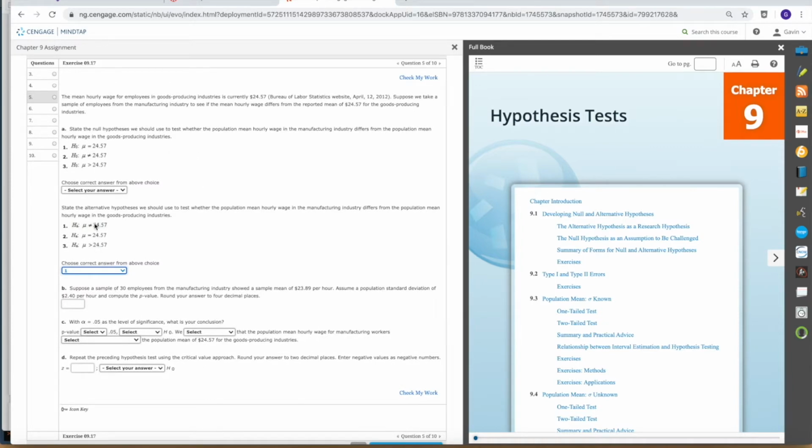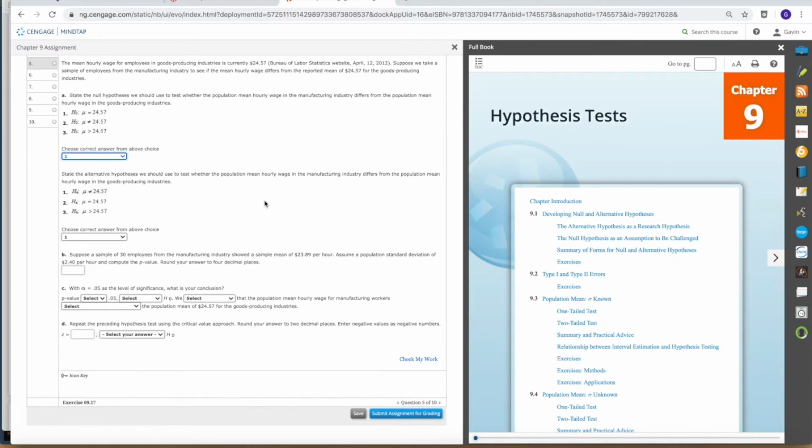The null hypothesis is just going to be the opposite. It says the null is that mu equals, does not differ from 24.57. So that part's just about knowing how to get those hypotheses right. Now, next it says, suppose a sample of 30 employees from the manufacturing industry showed a sample mean of 23.89 per hour. Assume a population standard deviation of $2.4 per hour and compute the p-value. Round your answer to 4 decimal places.